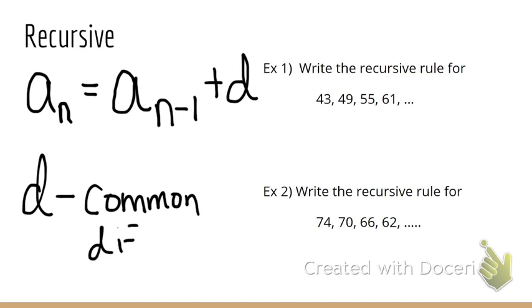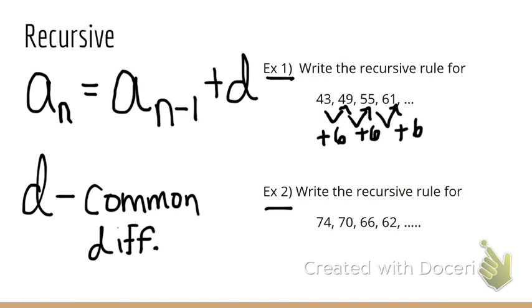So if we're looking on the right side, example 1 and example 2, we're going to look at the sequence and we're going to first find what our common difference is. 43 to 49, what are we adding? If you don't know how to find it, use your calculator, do 49 minus 43. You will find that we are adding 6. Now let's check. 49 plus 6, does that give me 55? Yes. 55 plus 6, does that give me 61? Yes. So my common difference for example 1 will always be 6.